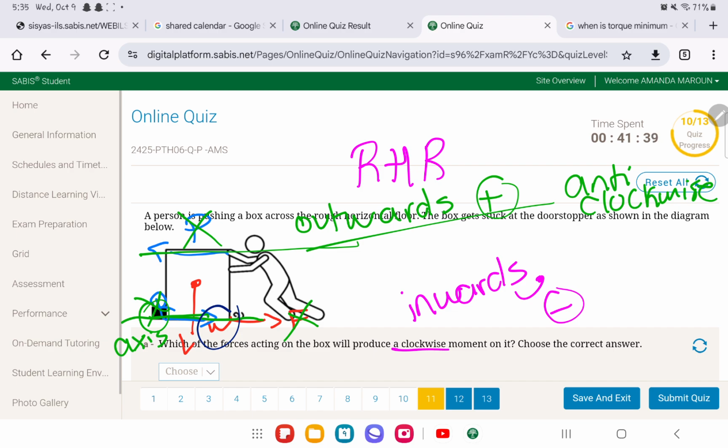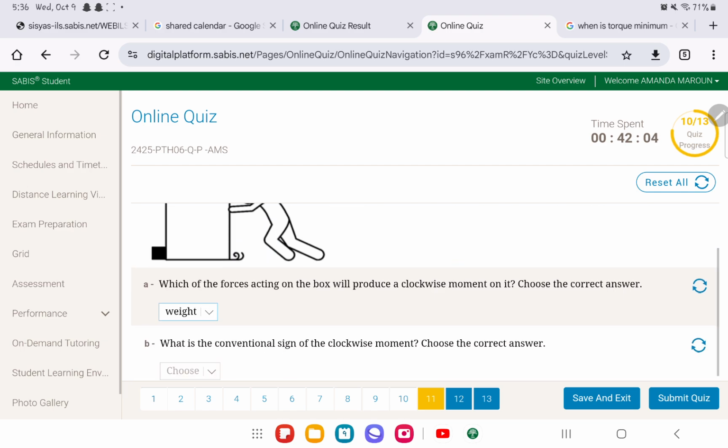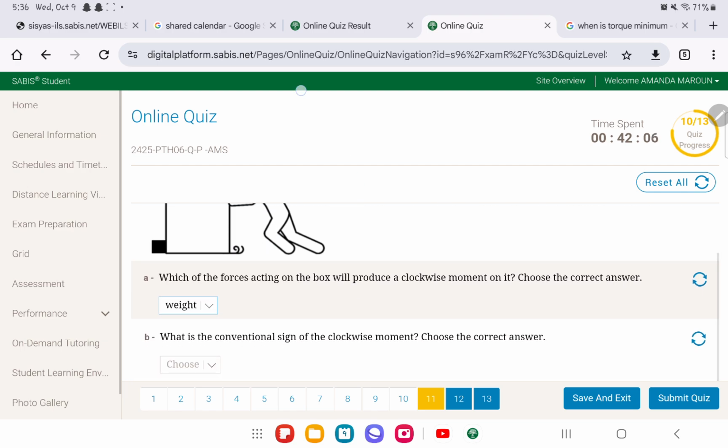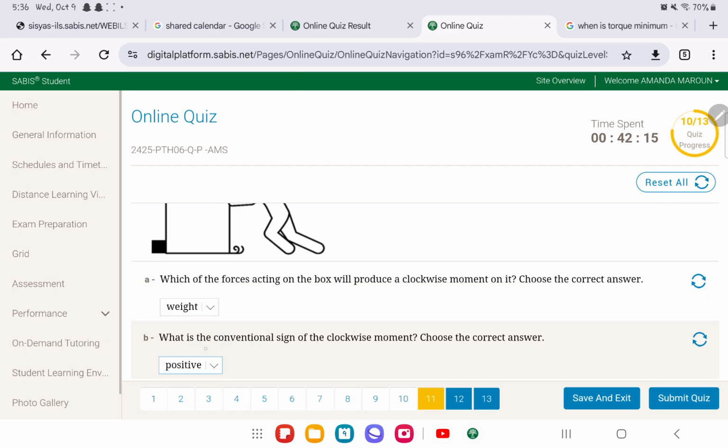If we're gonna do the right hand rule, first of all, let's elongate the weight. If you notice, it's not passing through our axis. So let's do the right hand rule on the weight. Our fingers have to be pointing in the direction of the weight, which is downwards. Our palm has to be facing towards our axis, and you will see that our thumb is inwards. So that means it is a clockwise movement. So the weight will cause a clockwise movement. And we said that clockwise means negative or inwards. So the conventional sign of the clockwise movement is negative, not positive.